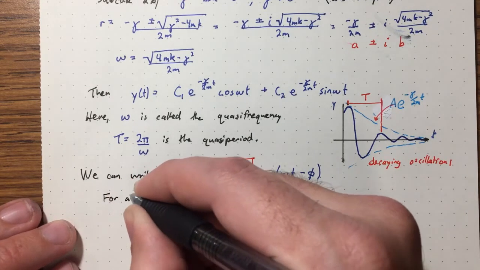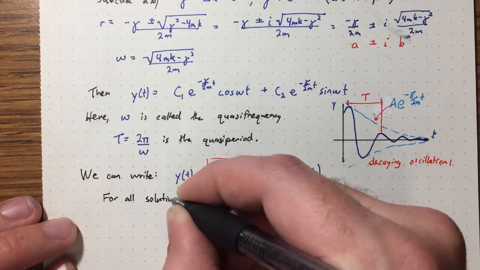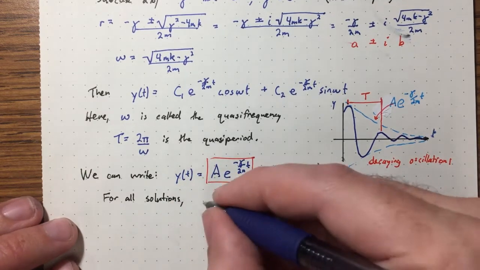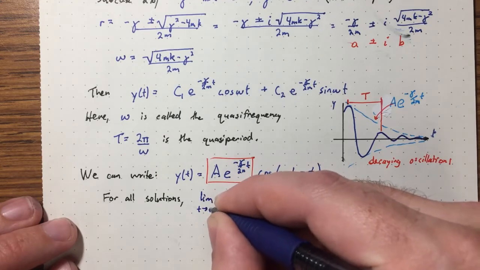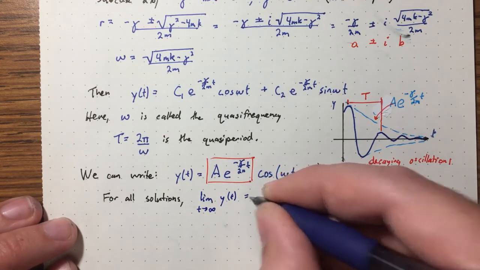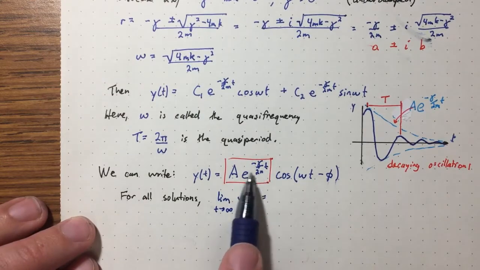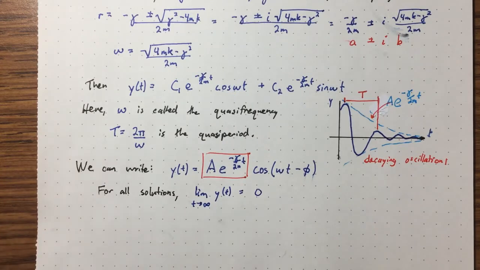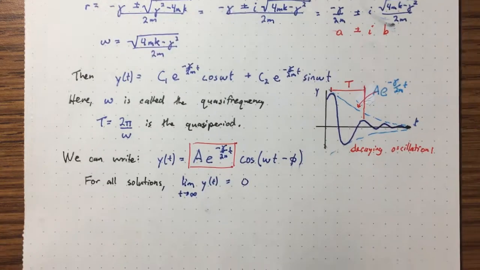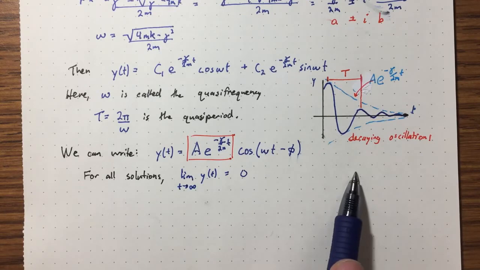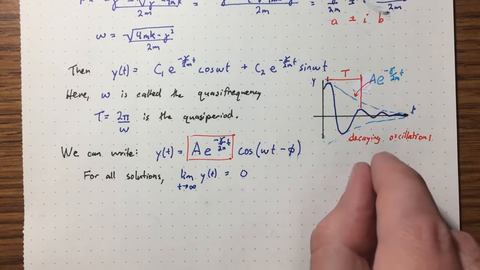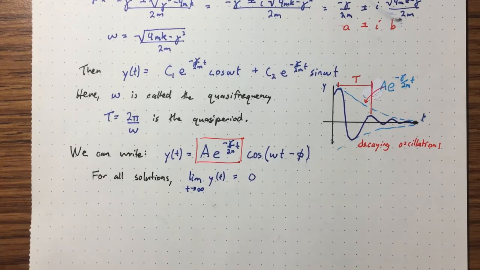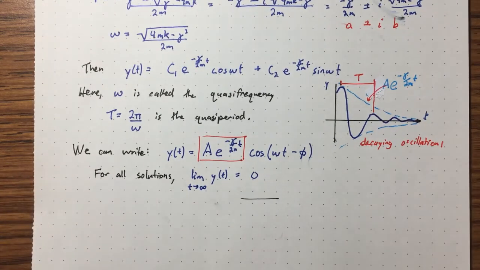For all solutions, what can we say about the limit of our solution as t goes to infinity? Well, this decaying exponential is going to ensure that all solutions will decay to 0. So if we had a mass on a spring, it would go back and forth, but the oscillations would get smaller and smaller until it basically returns back to the equilibrium position. Okay, great. So that's the underdamped case.